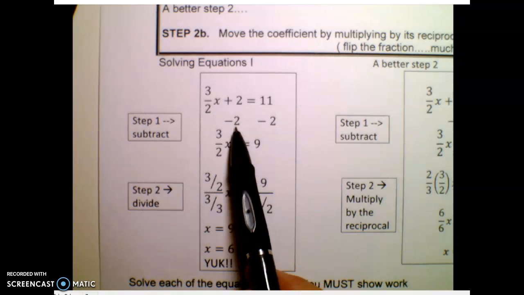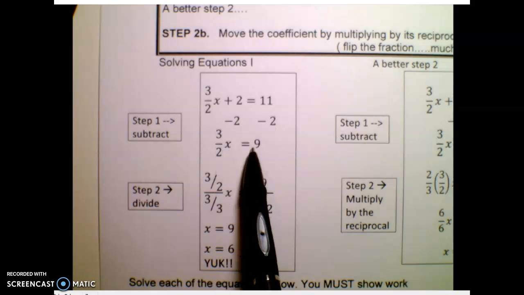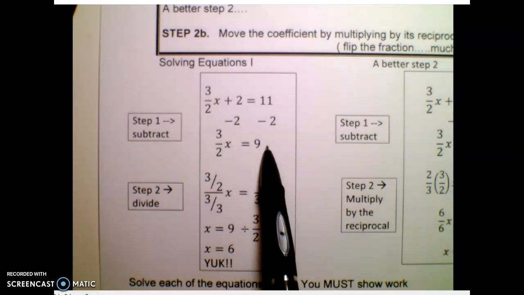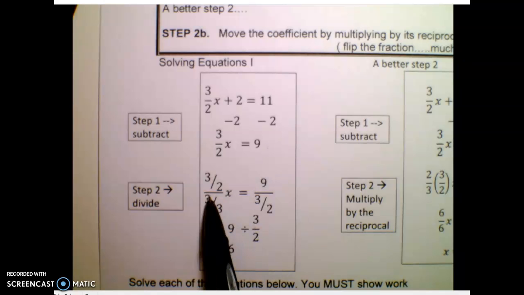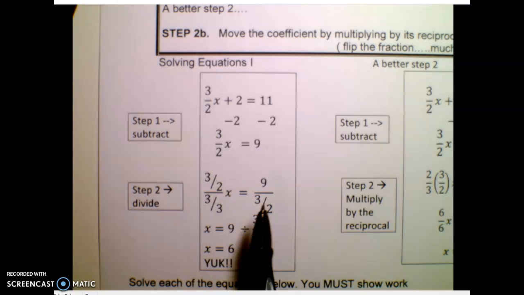Step 1, I'm going to move the 2 to the other side. So I'm going to subtract 2 and subtract 2. I'm left with 3 over 2 x is equal to 9. And now the next step says divide by the coefficient. And I can do that. So I can divide here and divide here. I have 3 halves over 3 halves, which cancels, and I just get 1x.